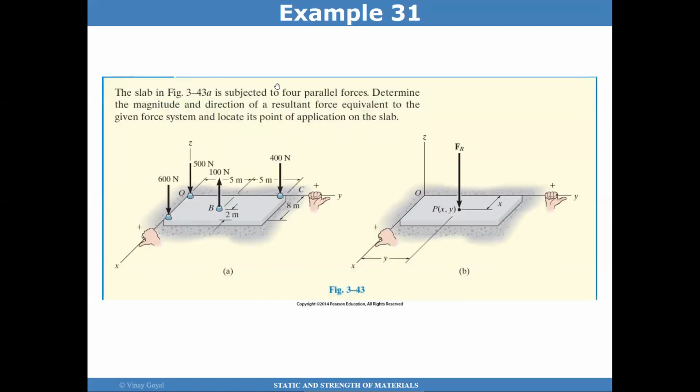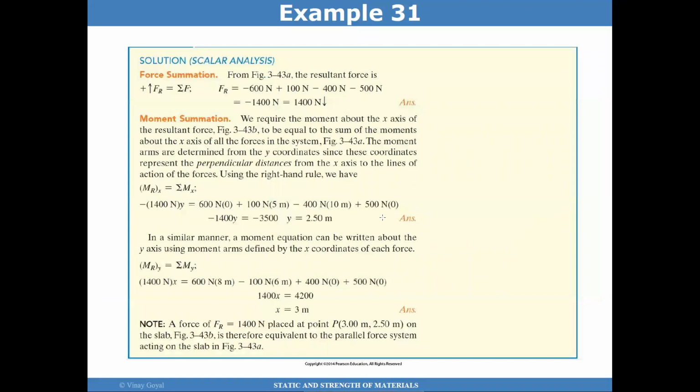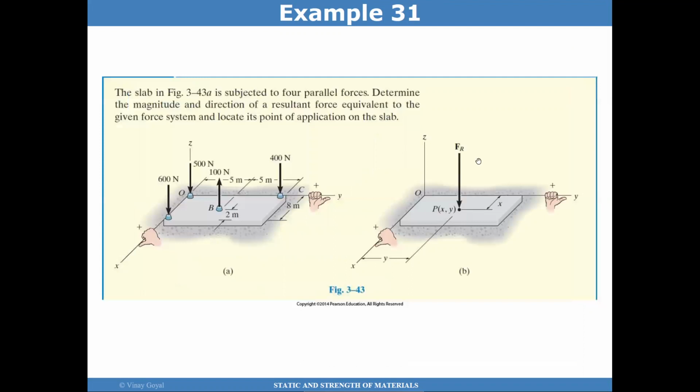Here is example 31. Here we have various forces being applied to this plate. The question is, what is the magnitude and direction of the resultant force that will give an equivalent force system as the one here? The force resultant is simply a summation of the forces in the Z direction. When we do that, we find the summation of forces should be 1,400 newtons going downwards. So that will be that force resultant.